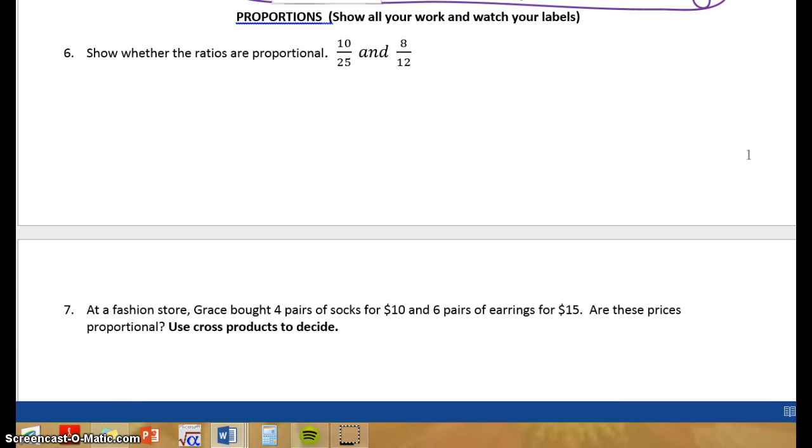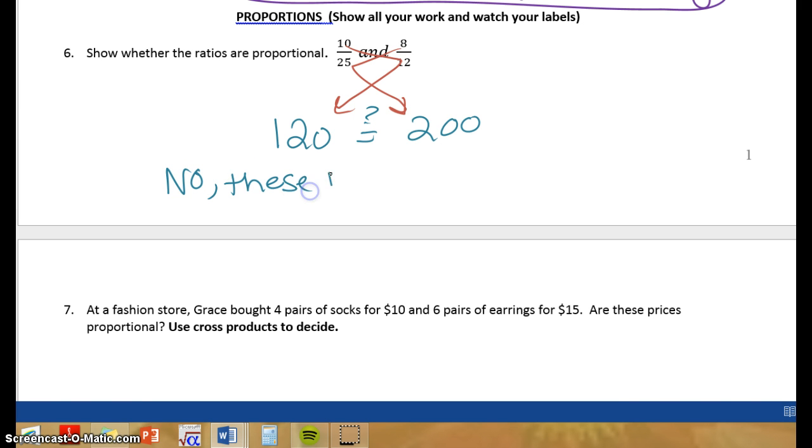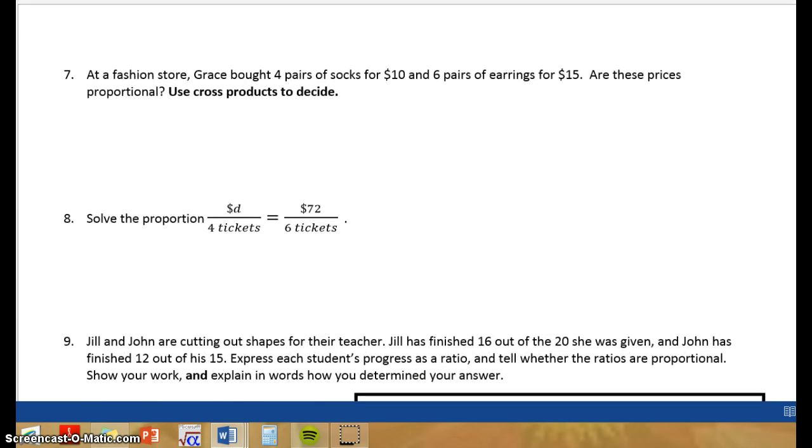Number 6 is asking us to show whether these 2 given ratios are proportional. So what we're going to do is find our cross products. So we're going to multiply 10 and 12, and we see that we get 120. Then we're multiplying 8 by 25, which is 200. Now we want to see if these are equal. Since they are not equal, no, these ratios are not proportional. It's as simple as that. Since they do not have the same cross product, they are not proportional there. Okay, on to the next page.